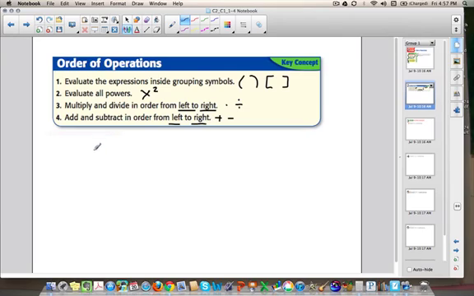Sometimes people remember this with the saying PEMDAS, P-E-M-D-A-S, and it stands for parentheses, exponents, multiplication and division, addition and subtraction. So in other words, you're going to do your parentheses first, then the exponents, then any multiplication and division from left to right, and then last, any addition or subtraction from left to right. That's the order of operations. That's the order that we always will go in when we're solving numerical expressions.